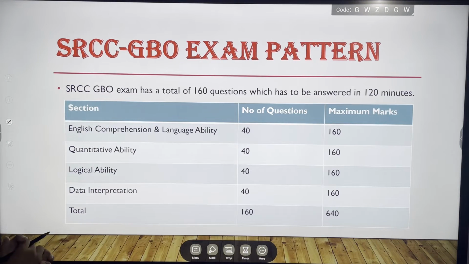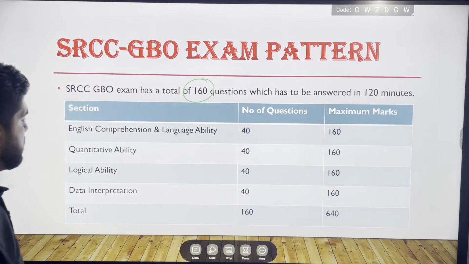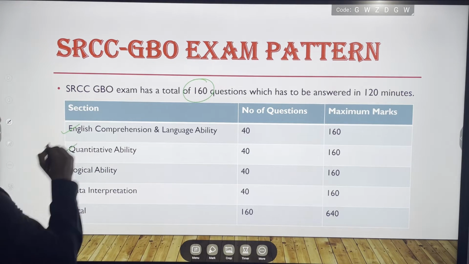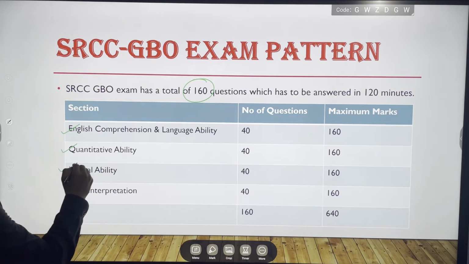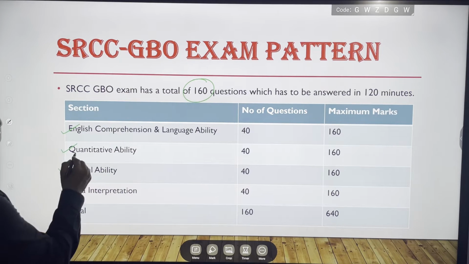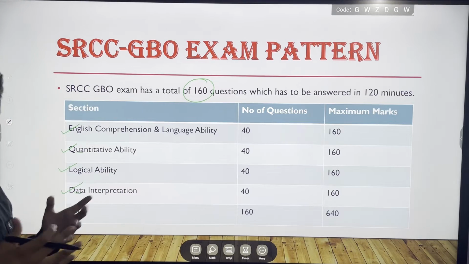Regarding the exam pattern, there will be a total of 160 questions, 40 each from English comprehension and language ability, 40 from quantitative ability, 40 from logical ability and 40 from DI. So quant and DI, जिनकी मैथ्स अच्छी है, 80 क्वेश्चन स्कोर अच्छा कर सकते हैं हम.